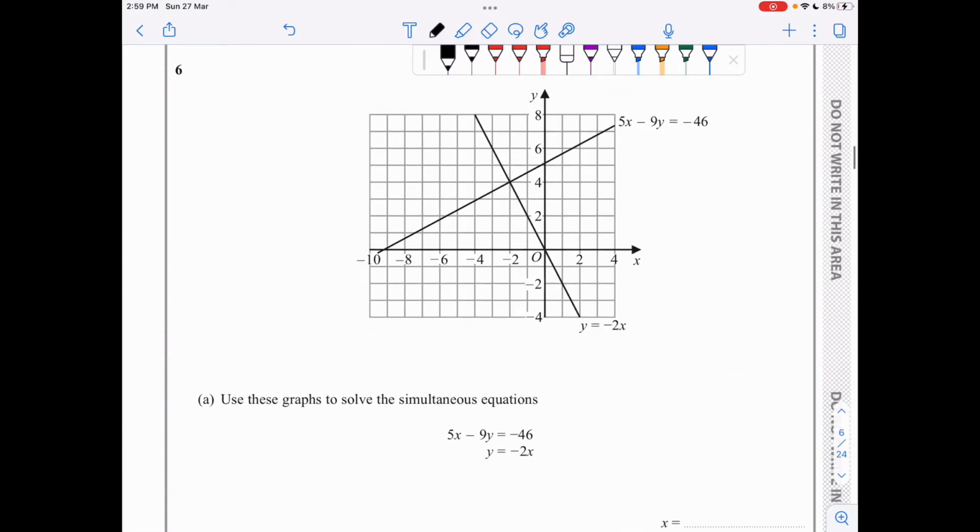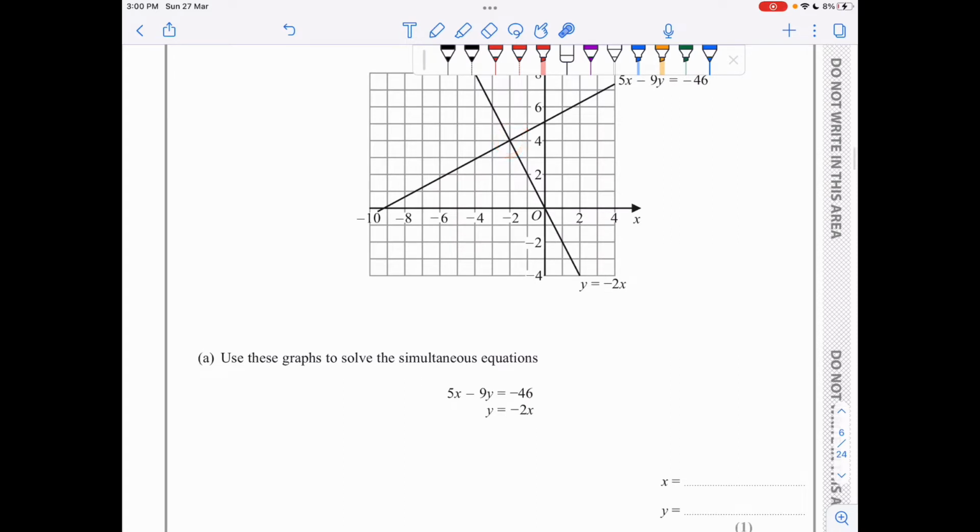Question 6, we are being given this pair of straight lines. We need to use the graph to solve the simultaneous equation. It's obviously the point of intersection here, -2, 4. So I'm just gonna write down the solutions.